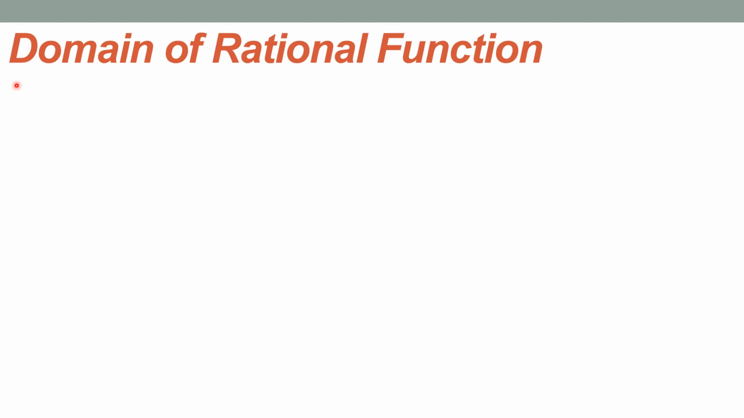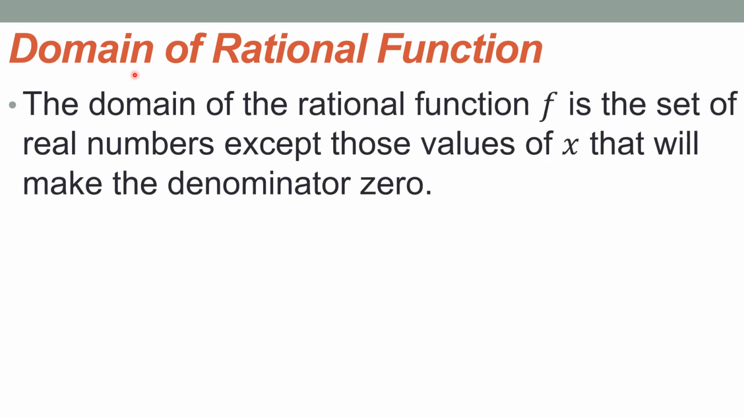Now, let us proceed with the domain of the rational function. Meaning to say, these are the permissible values of x of a given rational function. Okay? So, the domain of the rational function f is always the set of all real numbers except those values of x that will make the denominator equal to 0. Because if the denominator is equal to 0, the whole rational function would be undefined.